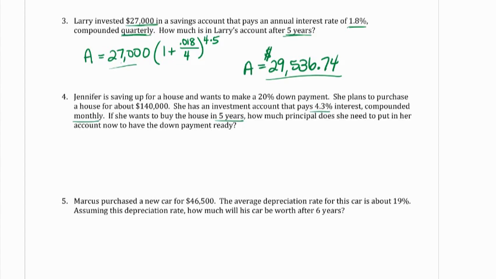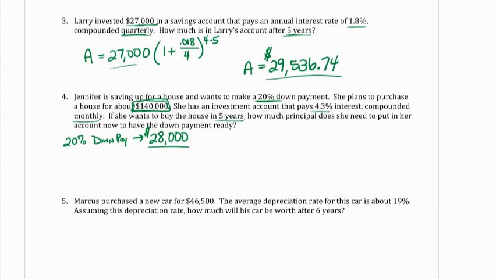Okay, so there's a couple things going on here. The total price of our house is $140,000. She wants to make a 20% down payment. So first thing we need to do is figure out what that down payment is. Our 20% down payment is going to be 20% of $140,000. So I'm going to do $140,000 times 0.2, or 20%, and we get $28,000. So that's the amount of money that we want to end up with.